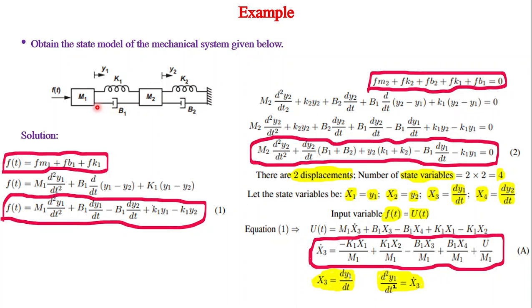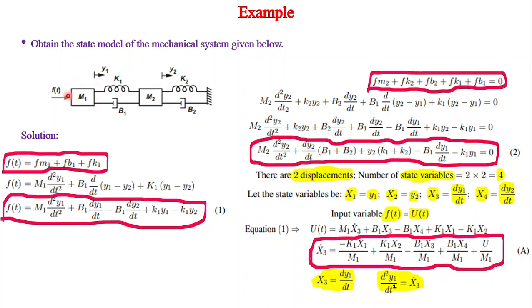Therefore for this mass, second order means two state variables. For this one, second order means another two state variables. So 2 plus 2 is 4. In either way, just by seeing the number of energy storing elements or by seeing the order of the system, we can decide how many state variables. So let us see how to obtain that.